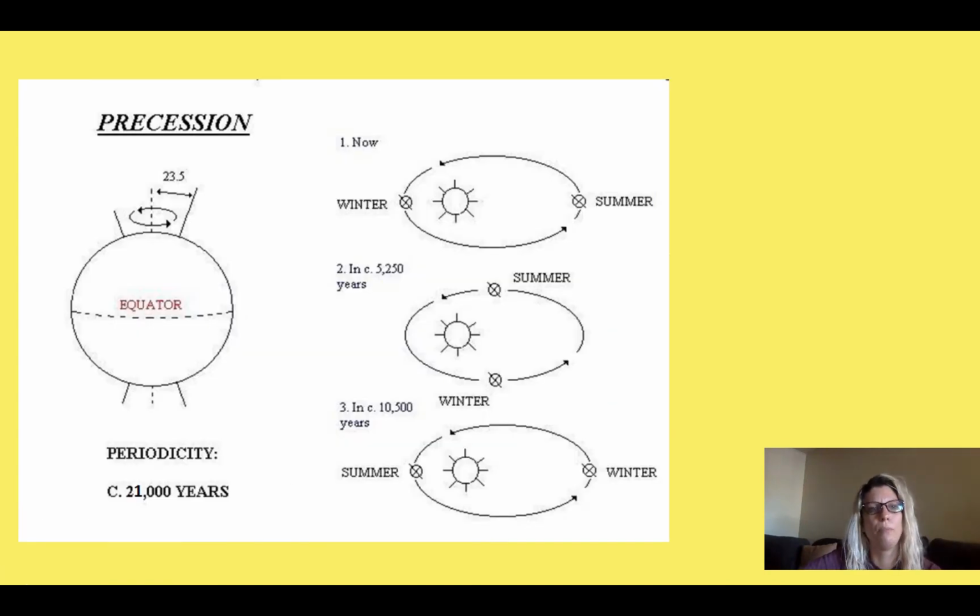Okay, and then we're also going to have precession, and precession is going to be where the Earth's axis is going to completely change its orientation. So it's going to go from being like this at 23.5 degrees to being like this. So what that means is our seasons are actually going to flip because, during the winter where we're tilted away from the sun, if we flip that axis, then we're going to begin to be closer to the sun.